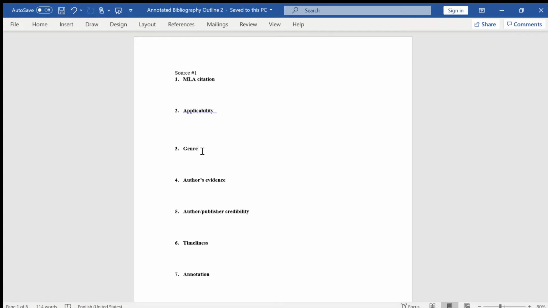peer-reviewed articles. Scholarly journal articles, a lot of times they're peer-reviewed, but not always. Those are articles written by scholars, and they're experts in that field. They know about it, they've studied, they've worked in that field.